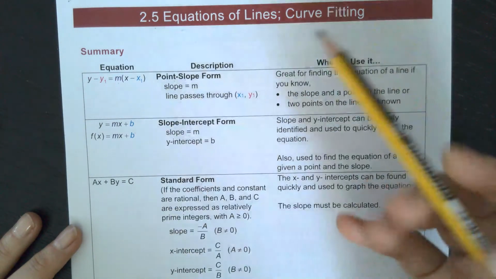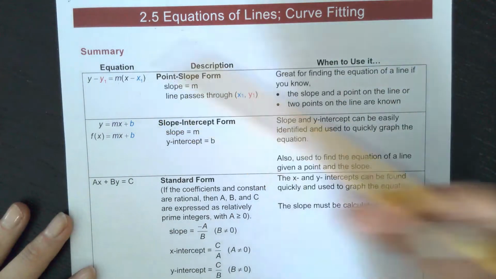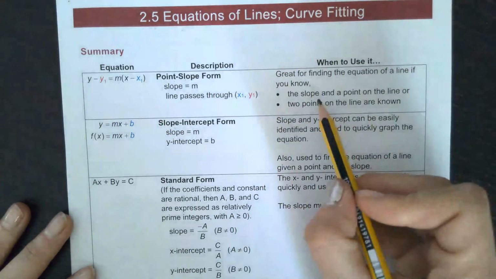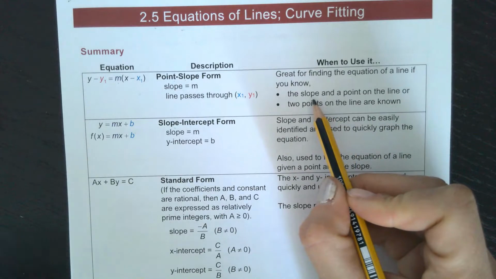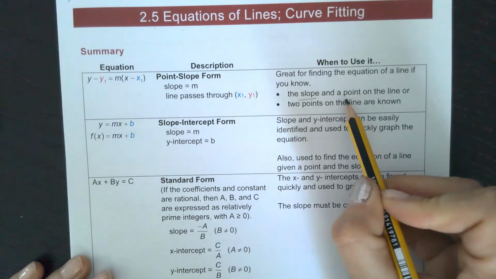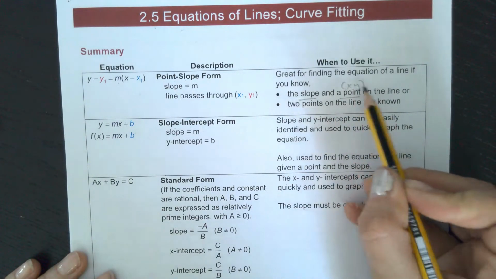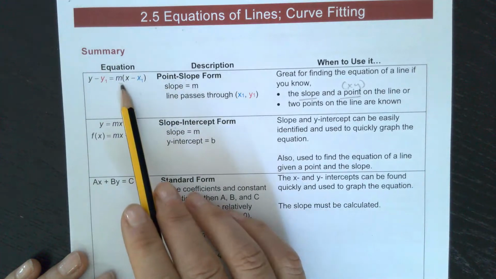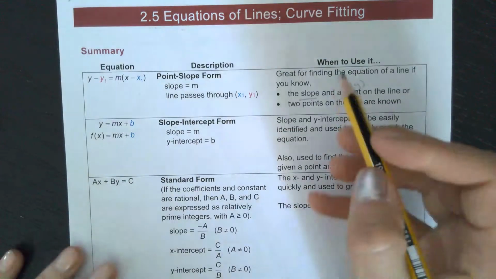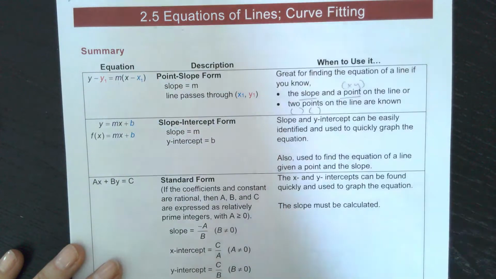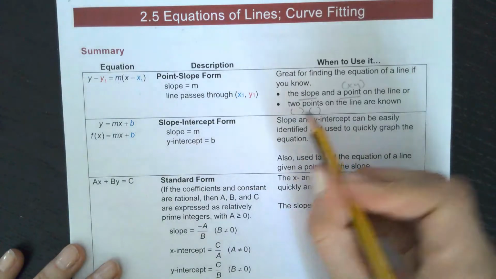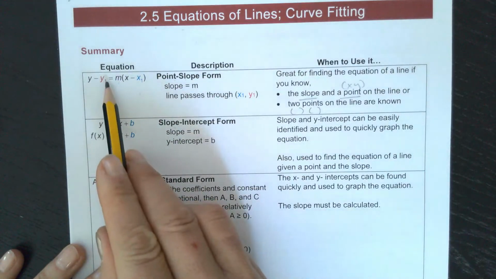When do we use point-slope form? We use it when we want to make an equation and we know the slope and we know one point. We can put the information in here and get the equation. Or we know two points, because if we have two points, we can find the slope and then put it in here.